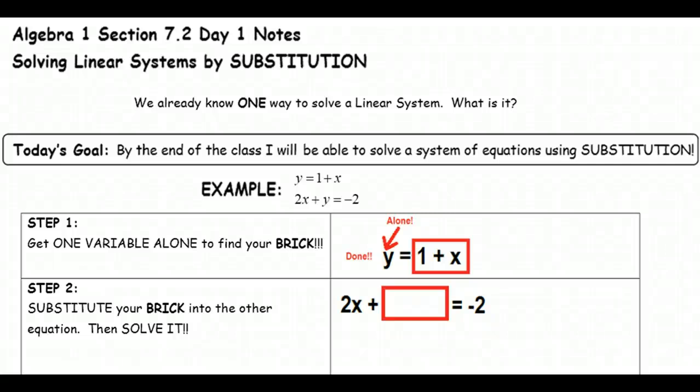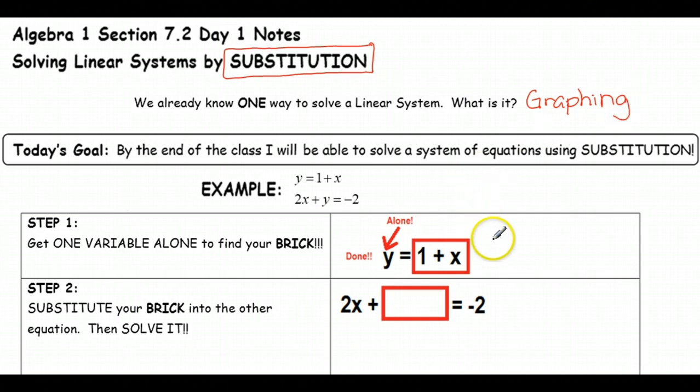Solving linear systems by substitution. Substitution is another method for solving a system of linear equations. We have already learned one method, which is by graphing. Now, we've also learned how to use our calculators for graphing, but the overall method that we've learned is just graphing. By the end of today's lesson, you will be able to use substitution to solve a linear system.